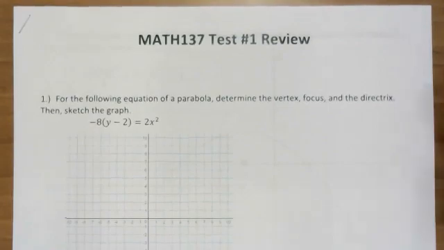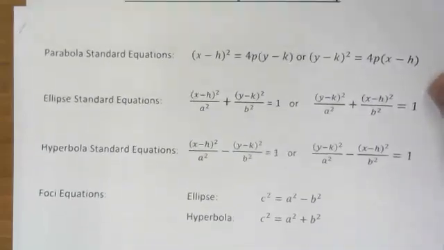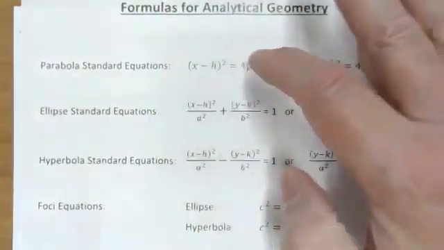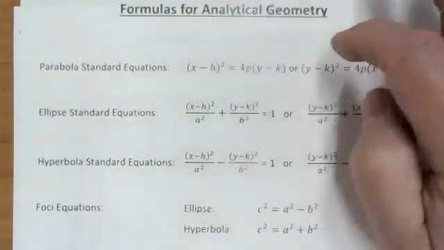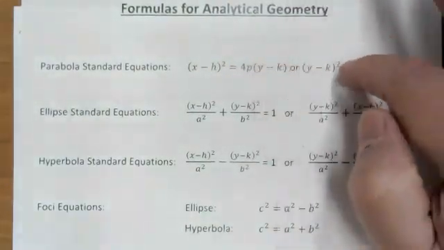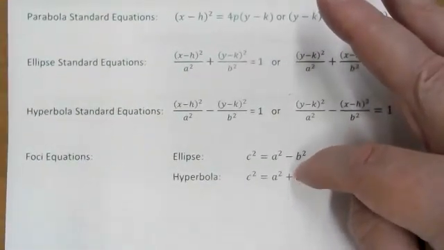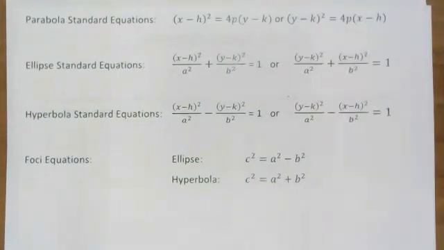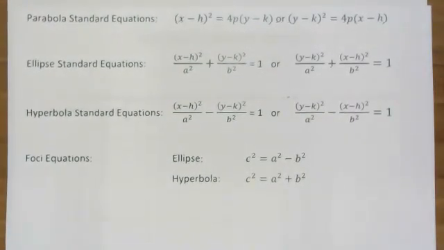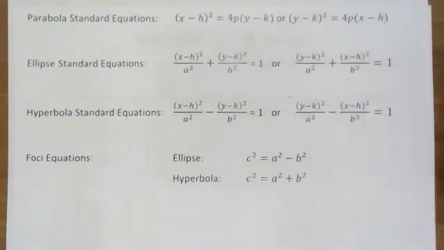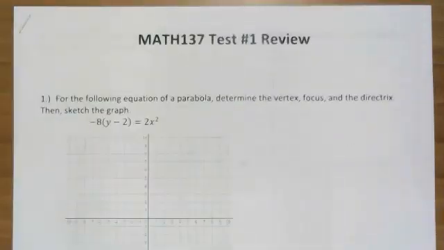For the exam, you will be given these formulas. For each conic section, there are 2 formulas: parabolas, ellipses, hyperbolas. And then here at the bottom, for ellipses and hyperbolas, they will oftentimes ask you to determine the foci. So here are the equations that can be used for that. I will go ahead and work through these problems on your review.